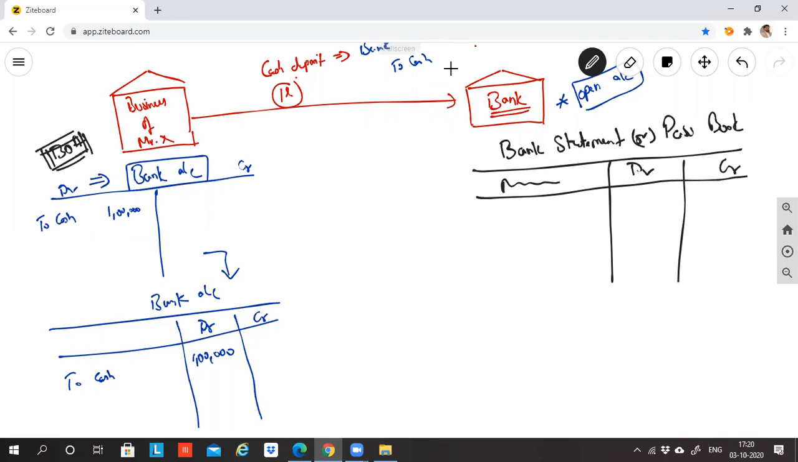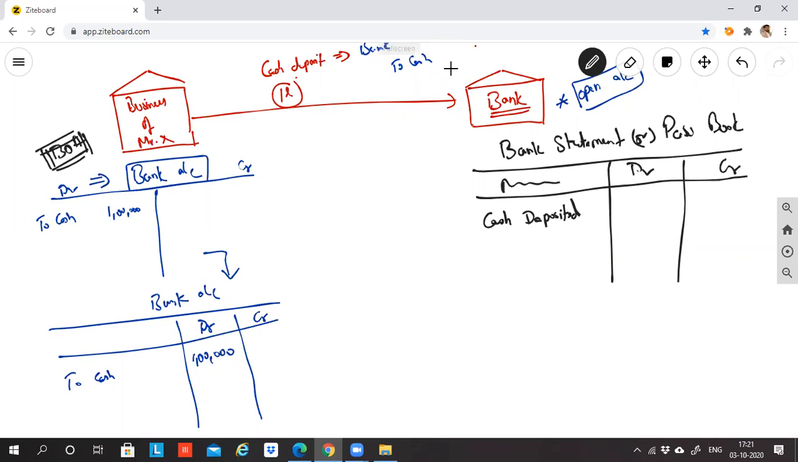So what happens? Cash deposited. Now tell me something. Where will the bank record this? In the debit column or the credit column? Credit column. So CA Foundation people, not you. My question specifically is to 11th standard CBSE people.